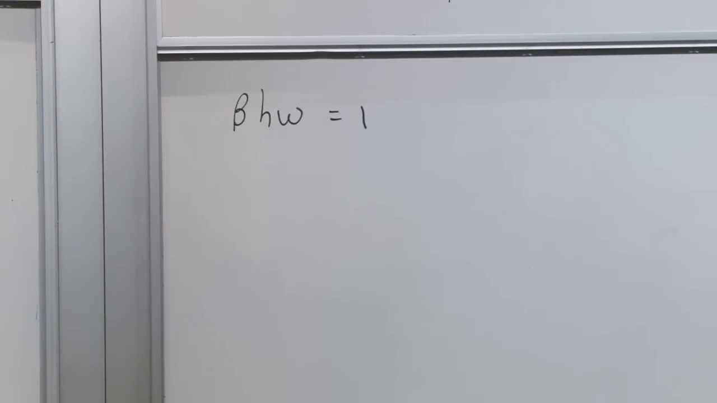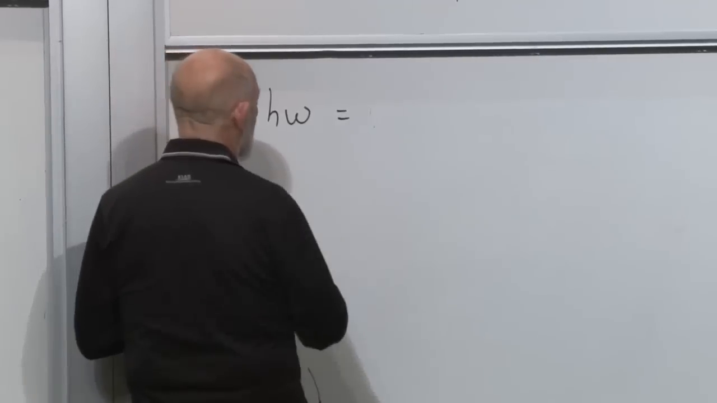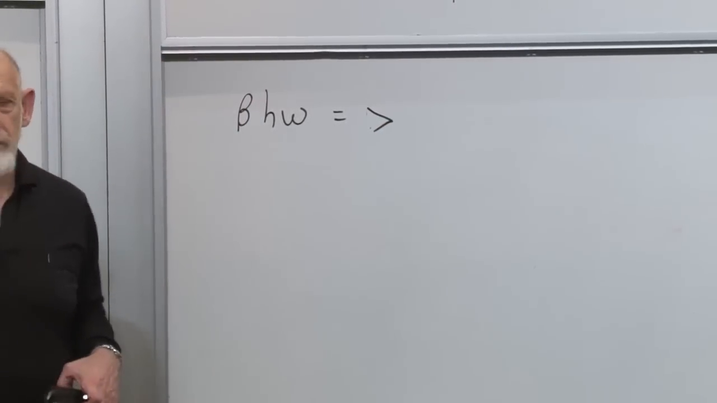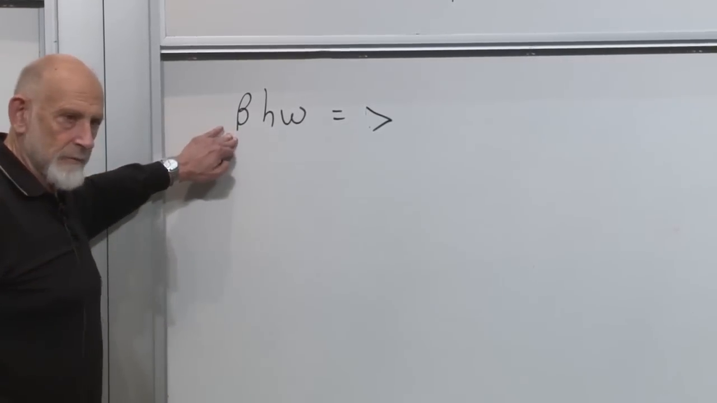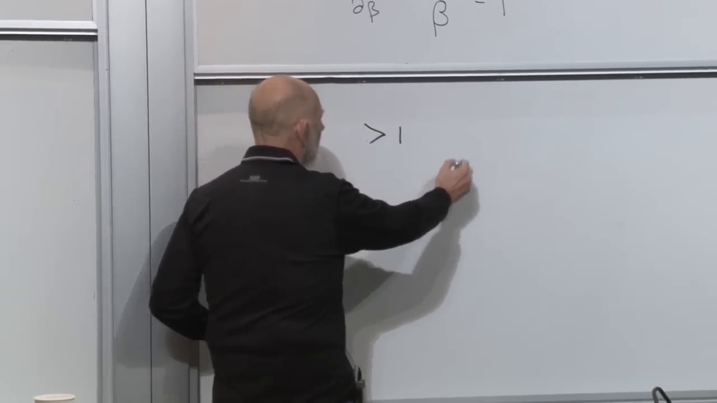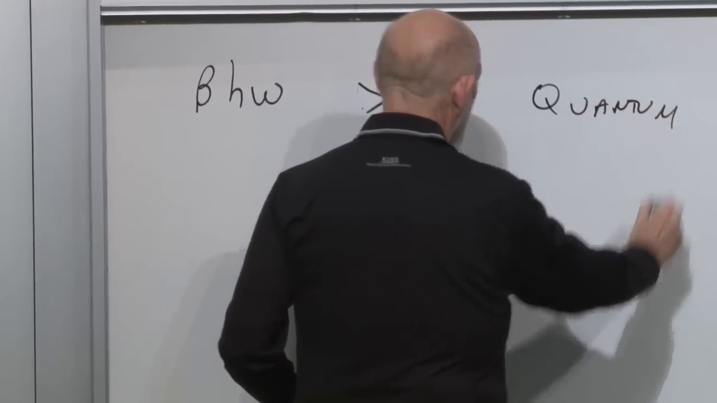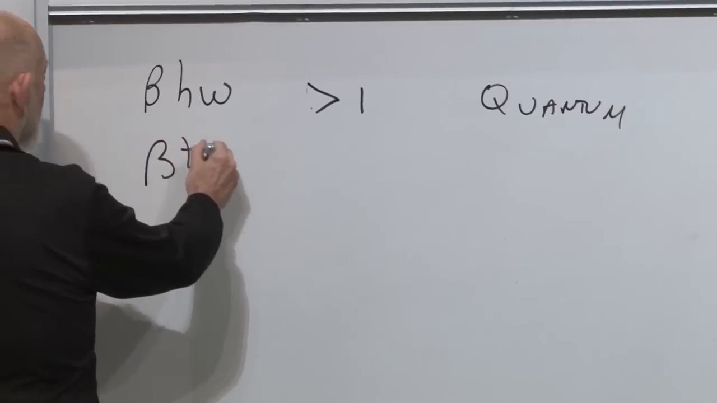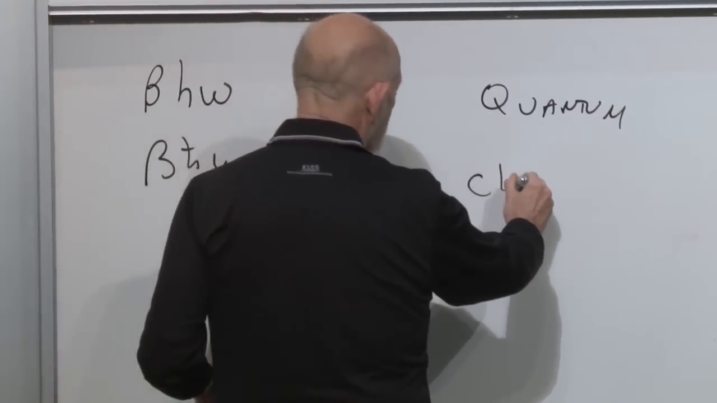Now let's see, which way does it go? If beta h bar omega is bigger than 1, is that quantum or classical? That's quantum because it's low temperature. Bigger than 1, quantum. Beta h bar omega less than 1, it starts to behave classically.